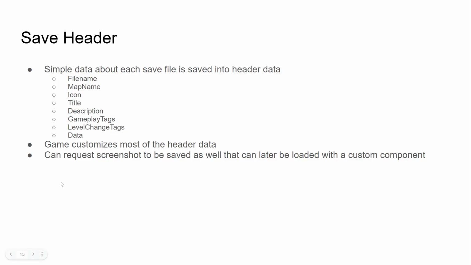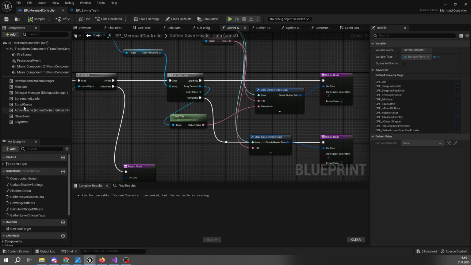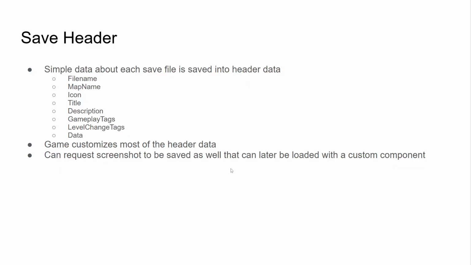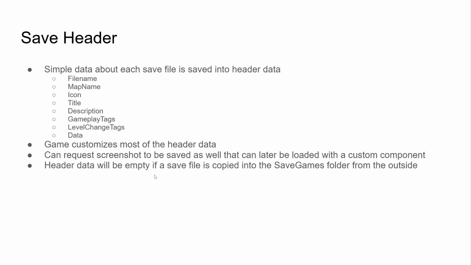And when the game is being saved, it can request a screenshot to be saved, which will be saved in a subfolder of the saved games folder, and that can be loaded later. The screenshot can be loaded with this screenshot loader component, and when you want to show the save file in the loading screen menu, you can also load the screenshot and show it there.